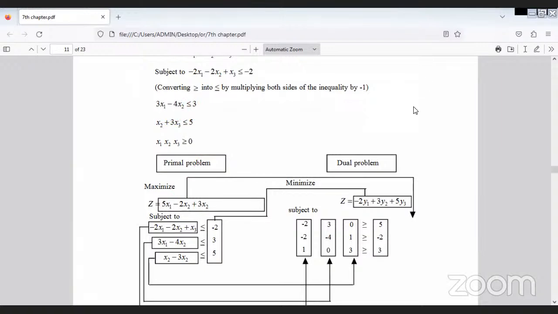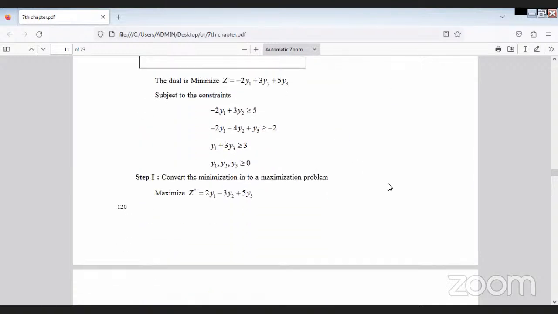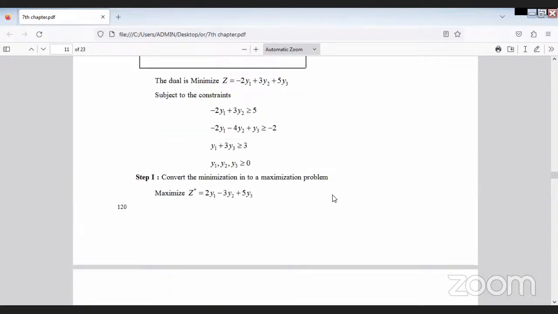Therefore, z is equal to minus 2y1 plus 3y2 greater than or equal to the constraints: minus 2y1 minus 4y2 plus y3 greater than or equal to y2, then y1 plus 0y2 plus 3y3 greater than or equal to 3. So convert the minimization into a maximization problem. Z star is equal to 2y1 minus 3y2 plus 5y3. I'm taking the minus common here.